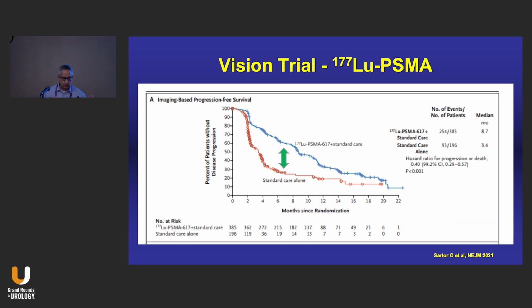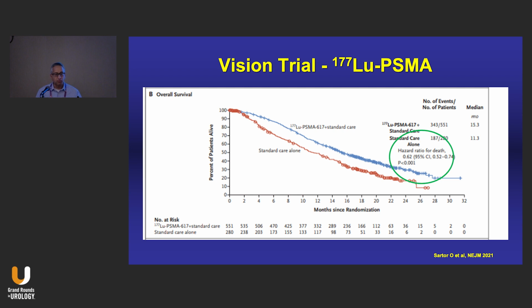What did they identify? If you looked at imaging-based progression-free survival, the cohort that got lutetium-177 had significantly improved radiographic progression-free survival. But more importantly, if you look at overall survival, the hazard ratio for the group getting lutetium-177 was 0.62, a 38% improved overall survival compared to standard of care. This agent is Pluvicto. We've been using it in our hospital for about 9 months now, and it has really tremendous responses. I suspect this is going to be one of those agents that continually evolves over time.